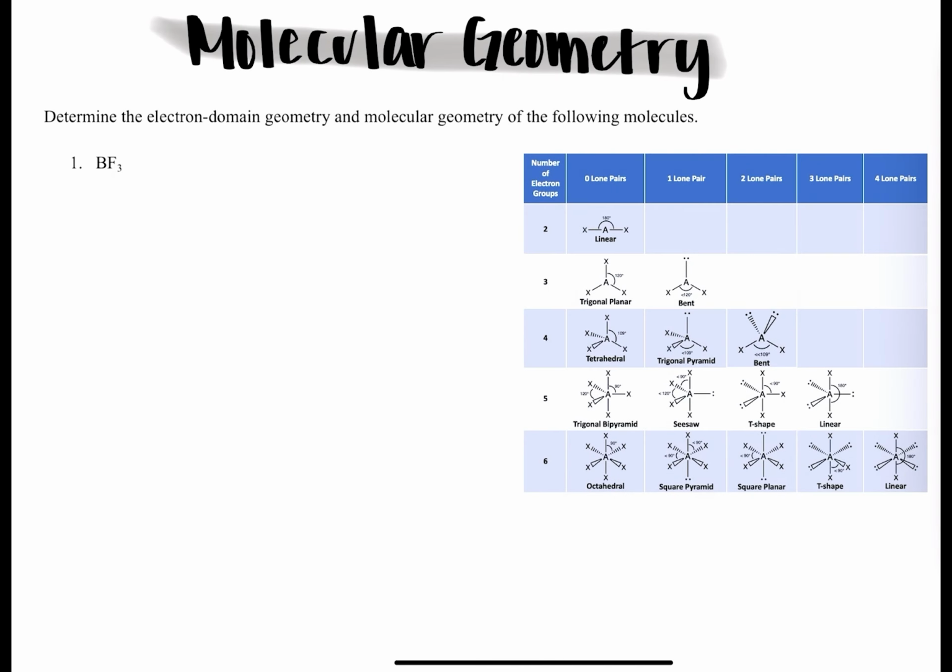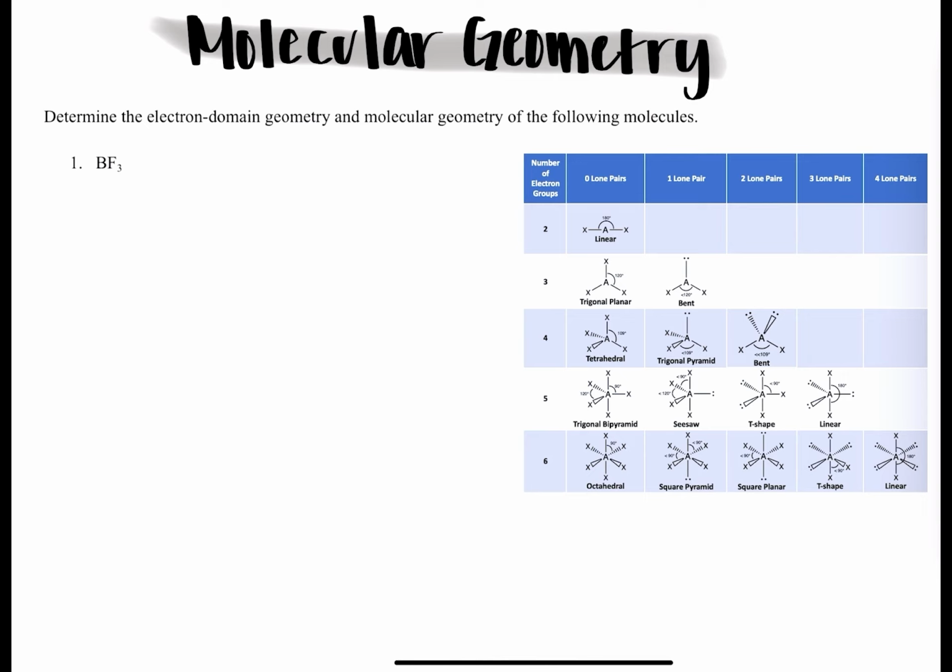Hello everyone, today we're going to be going over the answers to the examples for the molecular geometry questions. So it says to determine the electron domain geometry and molecular geometry of the following molecules. So we'll start with BF3. In order to determine both of these geometries, we have to first draw the structure.